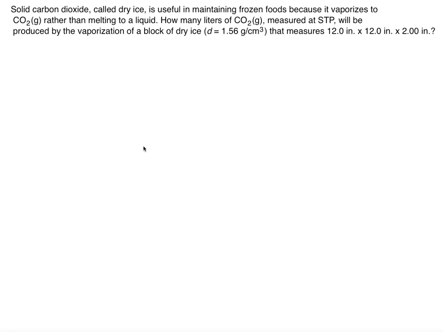Solid carbon dioxide, called dry ice, is useful in maintaining frozen foods because it vaporizes to CO2 gas rather than melting to a liquid. How many liters of CO2 gas measured at standard temperature and pressure will be produced by the vaporization of a block of dry ice, the density of which is given as 1.56 grams per cubic centimeter, that measures 12 inches times 12 inches times 2 inches? So 12 by 12 by 2. So obviously this is the volume.